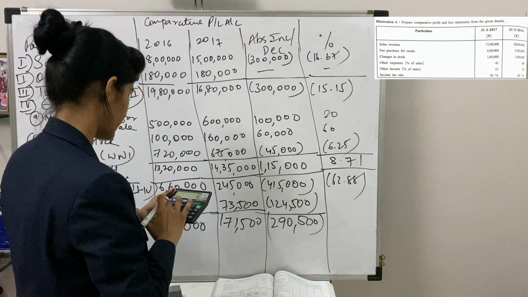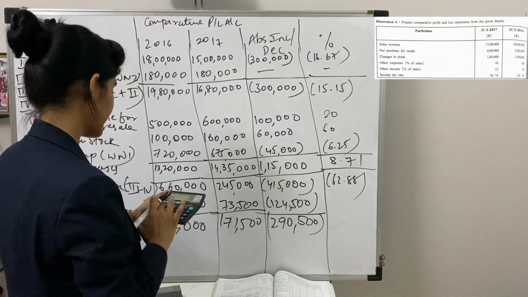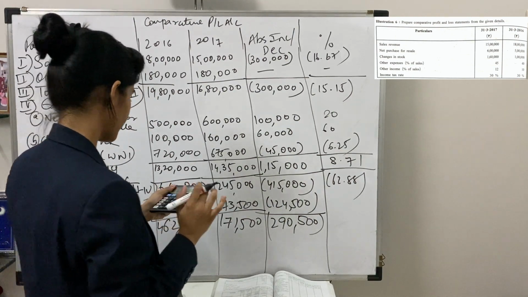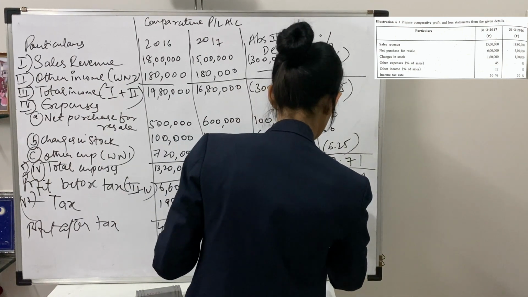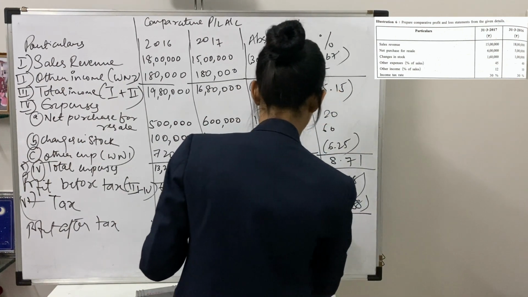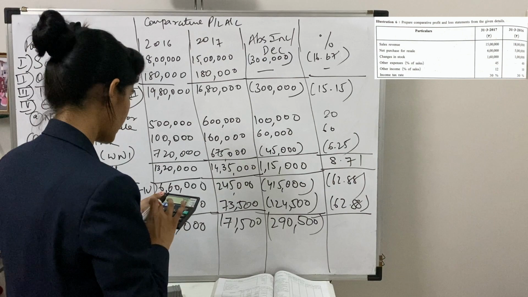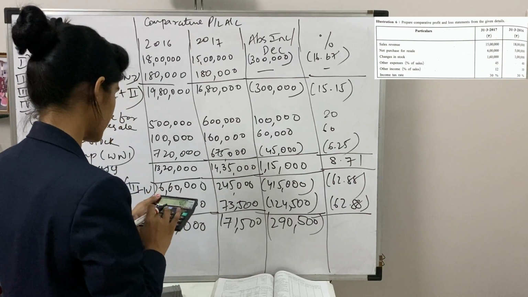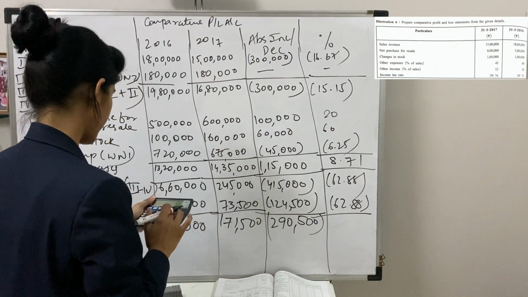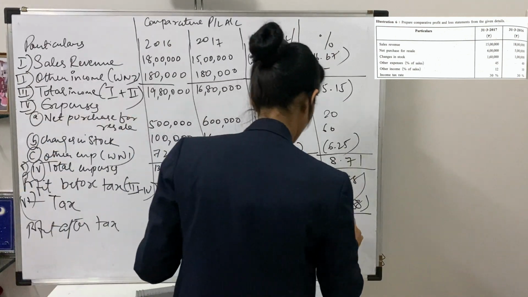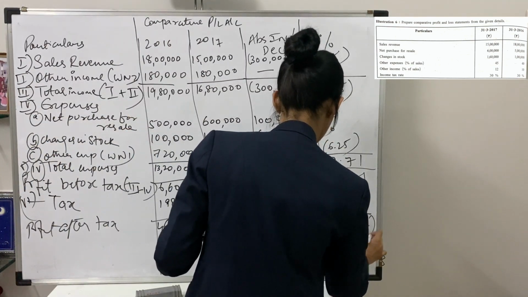Next is your 1,24,500 divided by 1,98,000 into 100. You're getting 62.88. Final figure over here, 2,90,500 divided by 4,62,000 into 100. That is your 62.8.